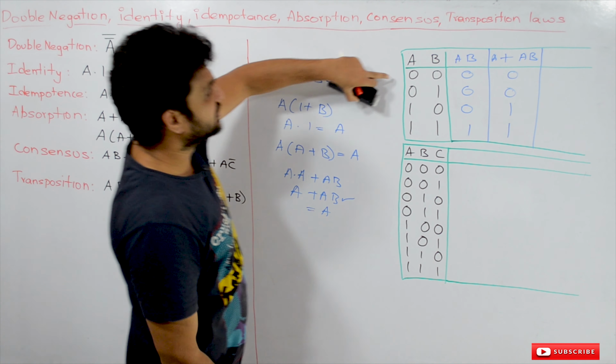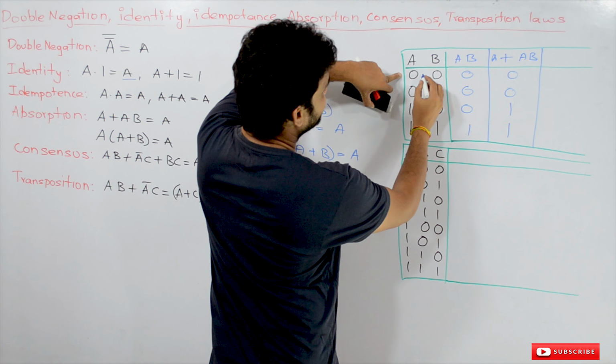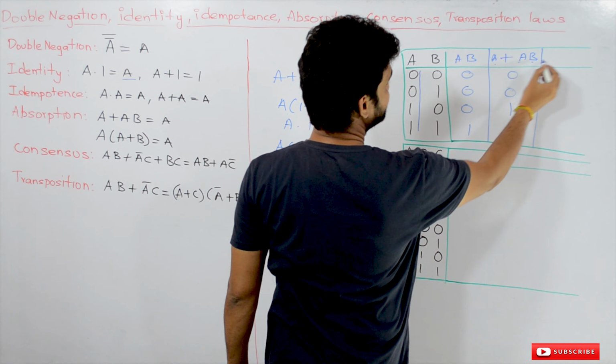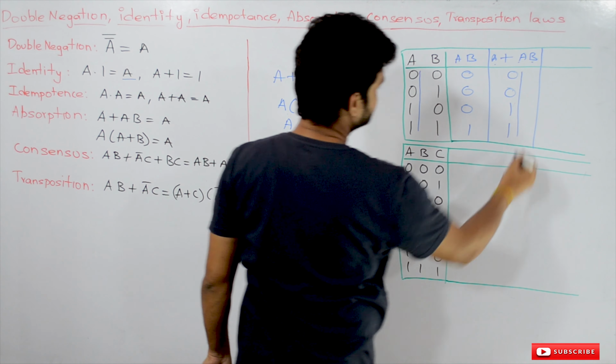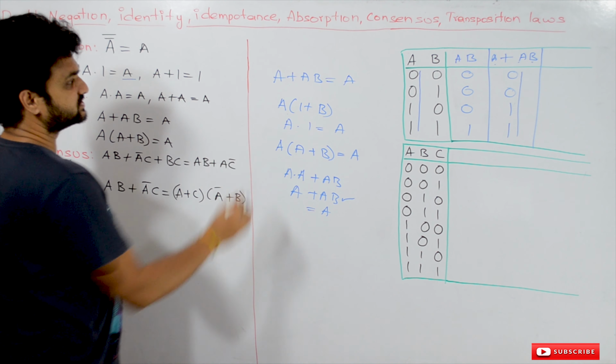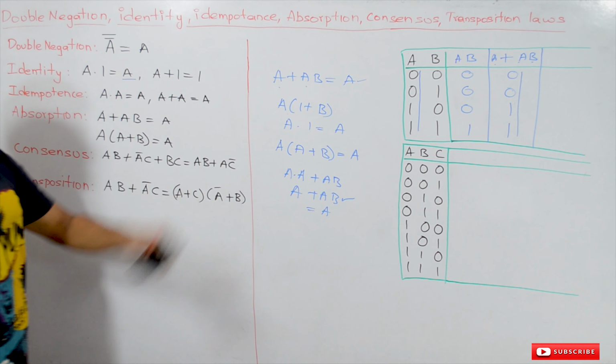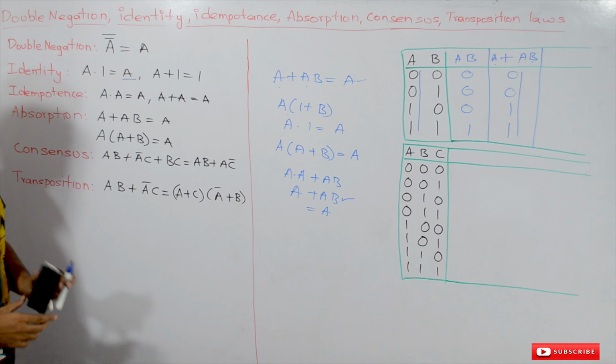And you check the value of A. The value of A is equal to 0, 0, 1, 1. A plus AB is also equal to A, 0, 0, 1, 1. So that is the reason why A plus AB is equal to A. This is what we call the absorption law.